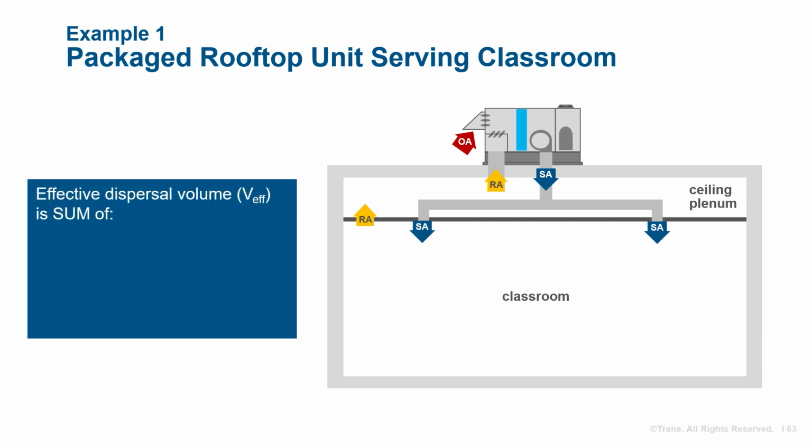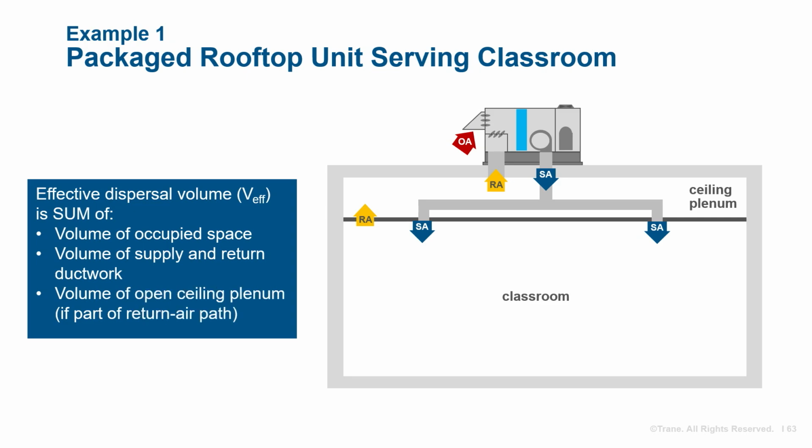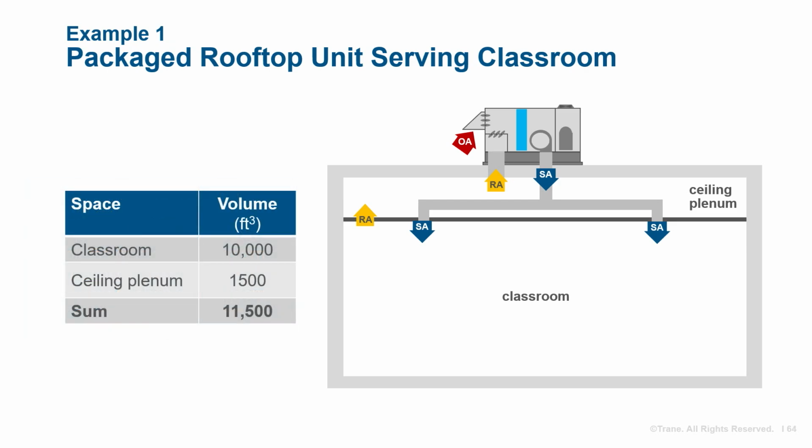The effective dispersal volume is the sum of the volume of the classroom plus the total volume of the supply and return ductwork. And in this case, the volume of the open ceiling plenum since it is part of the return air path. So for this example, the total effective dispersal volume of these connected spaces is 11,500 cubic feet. Note that you cannot double dip. Since the supply ductwork passes through the ceiling plenum, its volume is already included in the ceiling plenum calculation.